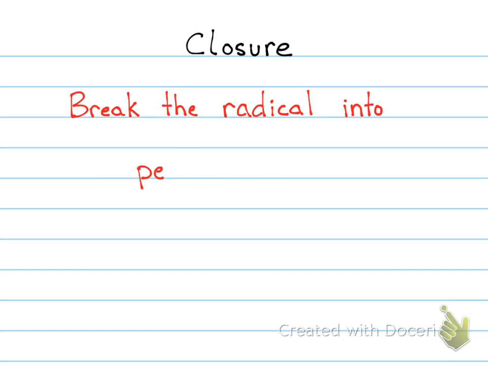So this is just basic simplifying square roots without any variables or anything, and we will touch on that a little bit later. But in closing, to simplify a radical or a square root, you're going to break it up into its perfect squares. We're going to factor out our perfect squares and make this problem as simple as we possibly can.